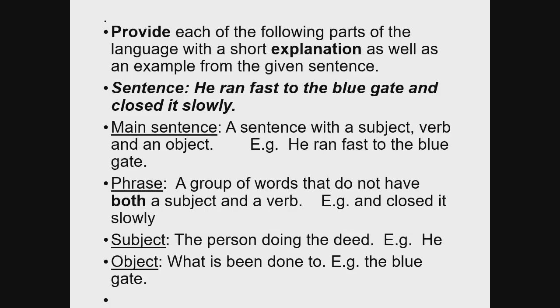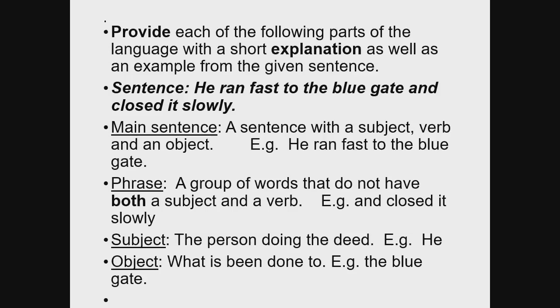Then a phrase. A phrase is a group of words that do not both have a subject and a verb. Remember when I told you it could be two sentences: he ran fast to the blue gate, he closed it slowly. Then we took out the he. We took out the subject. Now this becomes a phrase. So, the phrase is closed it slowly, or and closed it slowly.